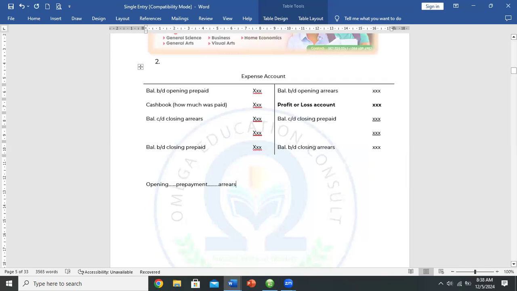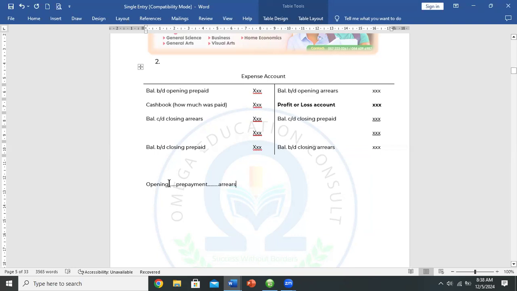Let me give an example. We are in the year 2024. Imagine if I had a school and I need to pay for my teacher's salary. Okay. Now, last year, 2023, I paid some of them in advance and I was owing some of them too. So in the year 2024, I need to acknowledge that, oh, from 2023, I had arrears of salaries and I had also paid some people in advance. So that's the opening balance.